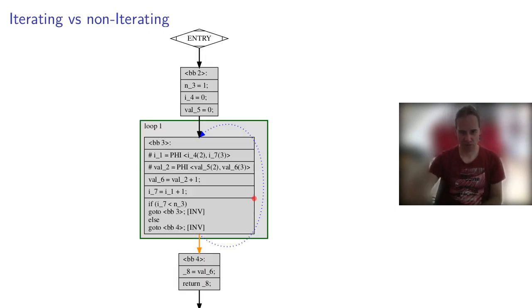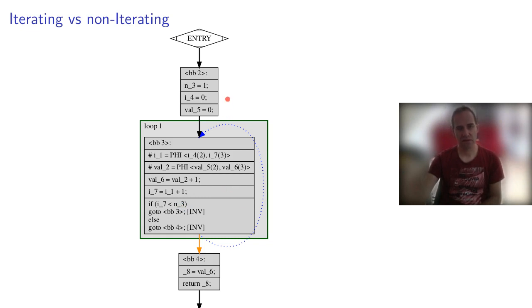So let me again show iterating versus non-iterating. In this example, you can see that we have a loop. If you look at the initial values, i is 0 in the beginning and n is 1, we increment i, and this is the looping test. In the first iteration, when it didn't yet iterate, it will actually execute the exit from the loop. So the loop will not iterate.